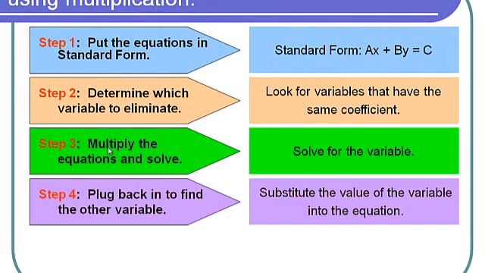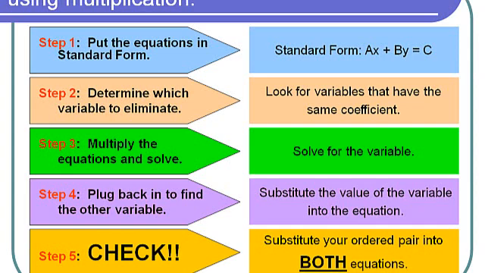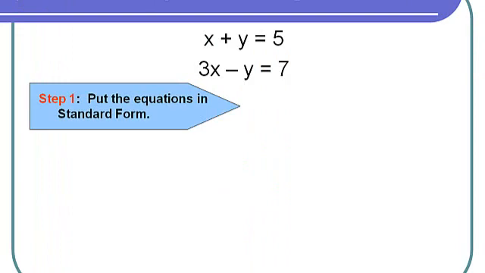And in this step, you're also going to multiply the equations and solve. That involves the addition and subtraction part there. Then you're going to plug back in to find the second variable, or third or fourth. And you always have to check because you may have done something wrong along the way. So you want to check in both equations, or if there's a system of 3 variables, you're going to check in all 3 equations. So let's take a look at how we would do this.